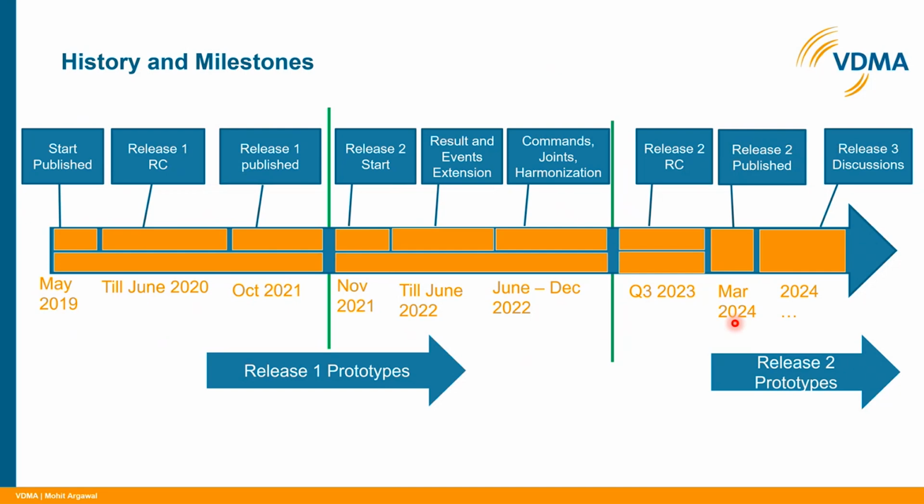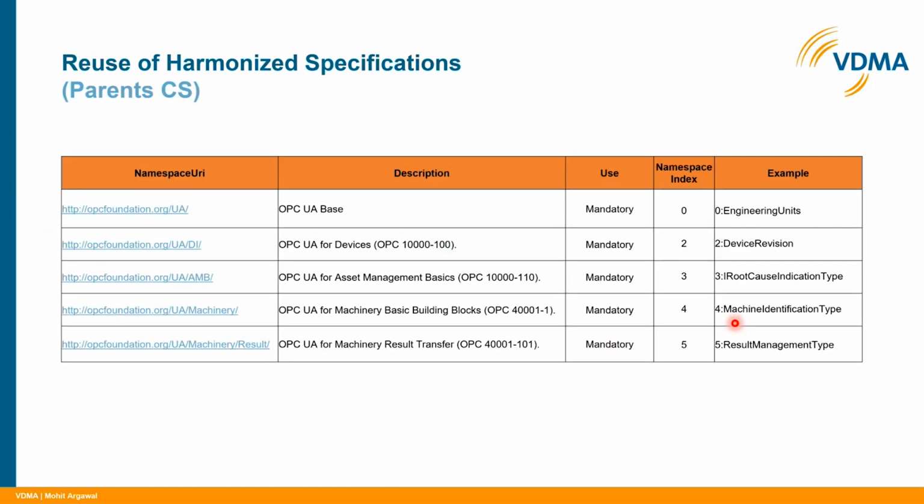So this is an overview about the working group. The next slide visualizes what amount of reuse we have done. So we have not reinvented everything. The core problem in OPC UA is interoperability.